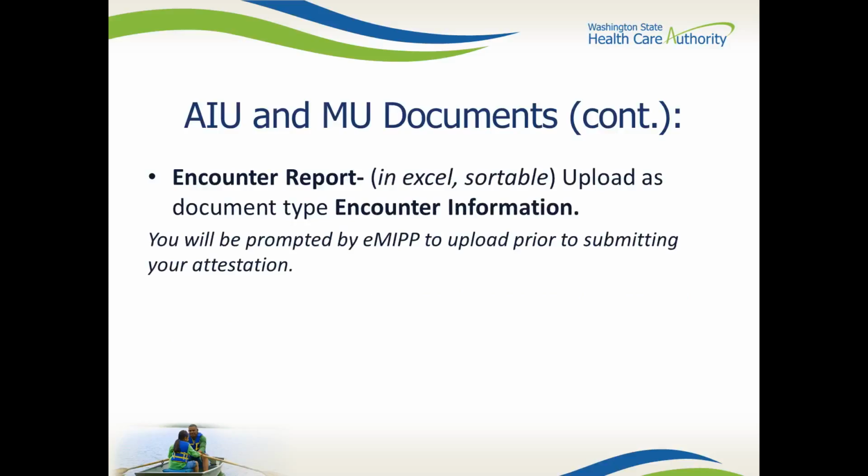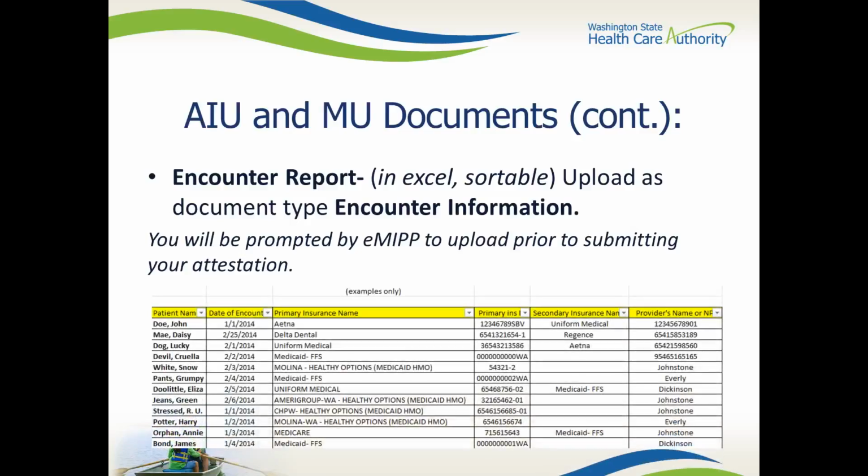The encounter report needs to be uploaded in Excel. It also needs to be sortable. Upload as document type encounter information. You'll be prompted by EMIP to upload it prior to submitting your attestation. See the grid below for the items that we are looking for in your report.